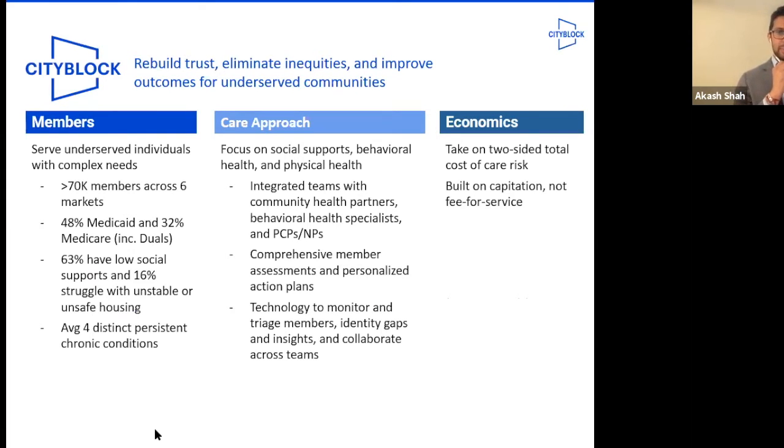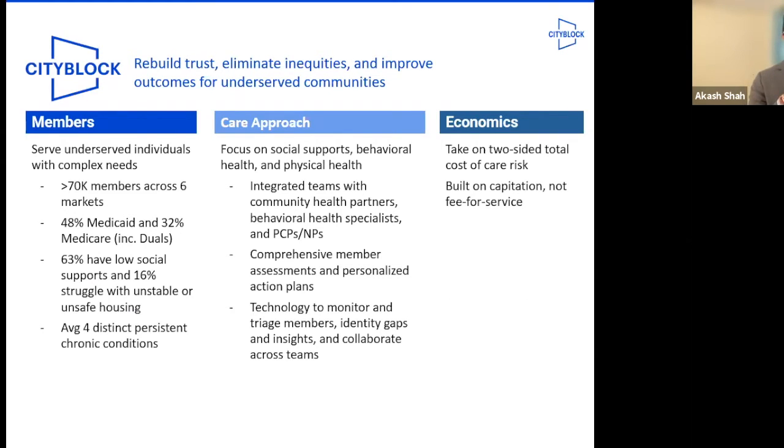I come to Cityblock by way of the regulatory side. I was at CMS designing and launching several value-based care programs from the private payer side and the provider side. At Cityblock, we are a provider organization focused on the underserved communities through rebuilding trust, eliminating inequities, and improving health outcomes for our members.